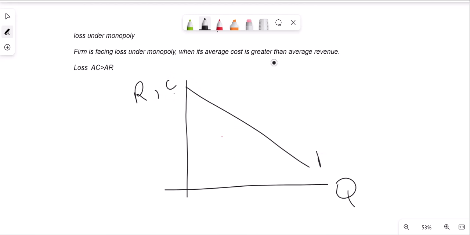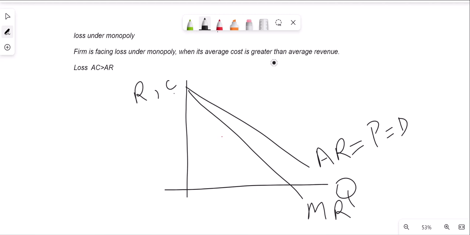So here it will be the graph of average revenue, price or the demand curve, and this will be the graph for marginal revenue. As we know that the slope of marginal revenue is greater than the slope of average revenue, so the marginal revenue graph will always be below the average revenue.